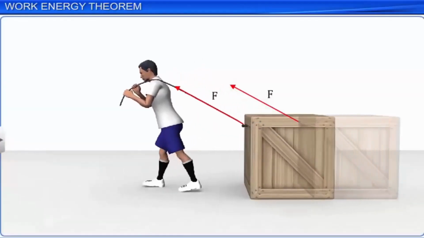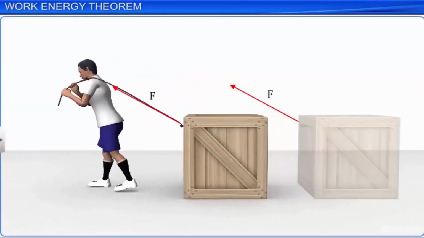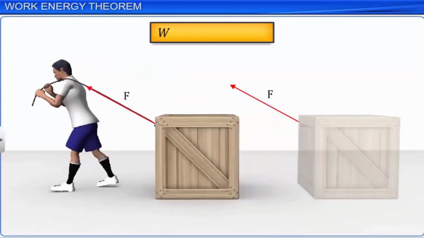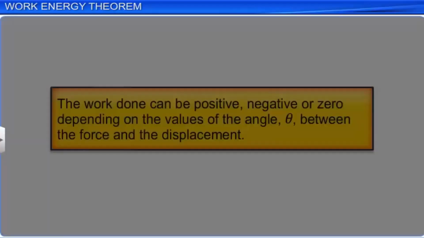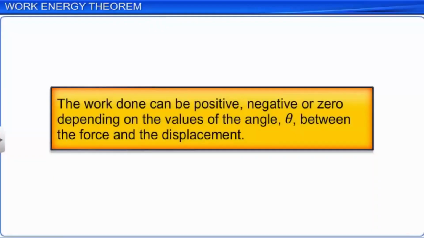Now, using the dot product, we can measure the work done as the dot product of the force and displacement, which is equal to FD cos theta. However, the work done can be positive, negative, or zero depending on the values of the angle between the force and the displacement theta.